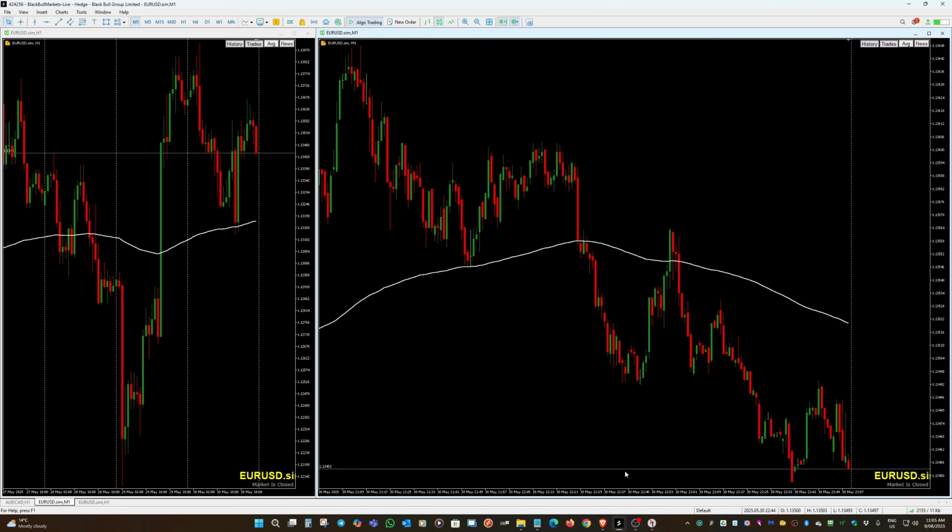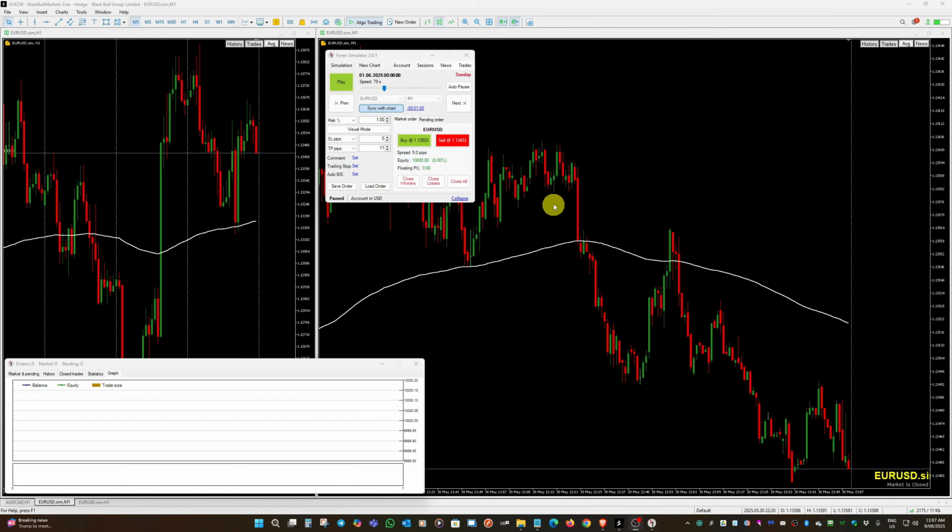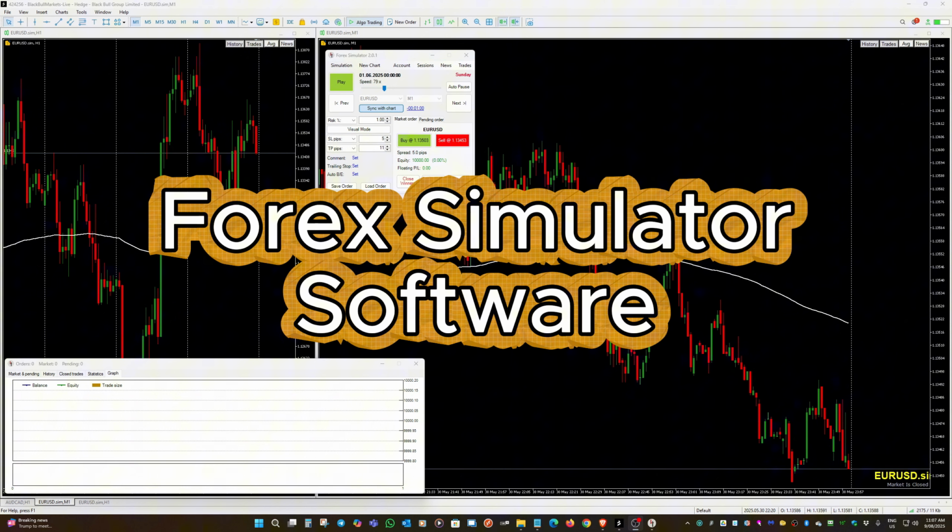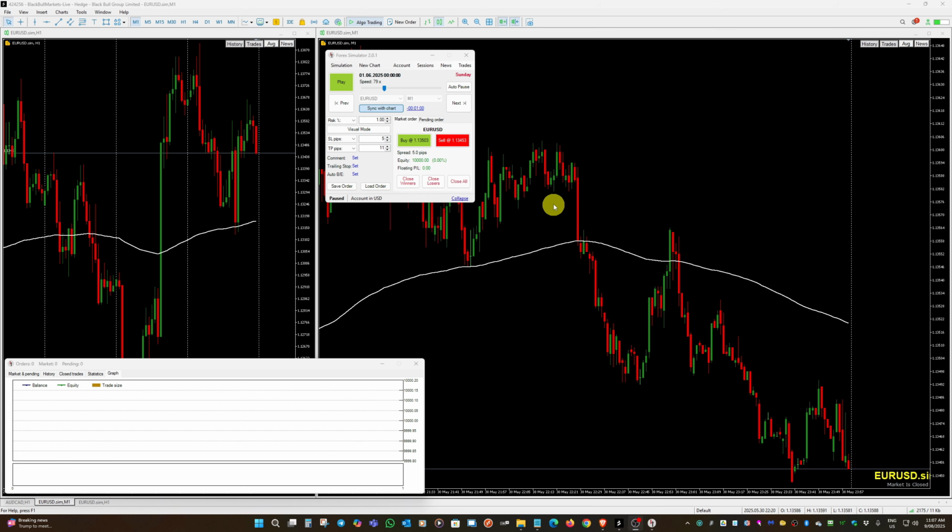So let's get ready for trading. For today's example, I'm going to be using Forex simulator software. This way I can simulate a longer period of time instead of trying to record a small amount of trades for like 3 consecutive days or 5 consecutive days and recording short times. We can do it quickly with the Forex simulator.